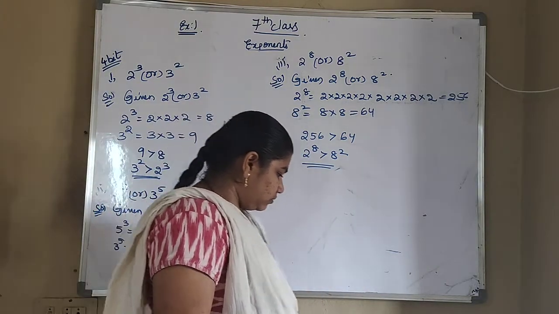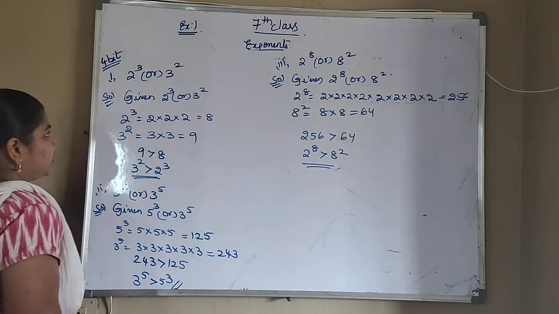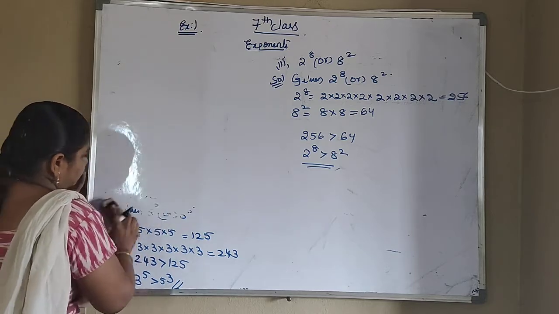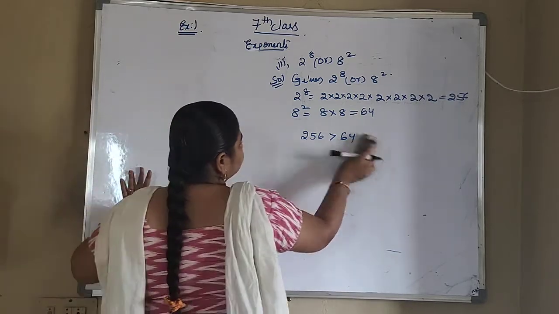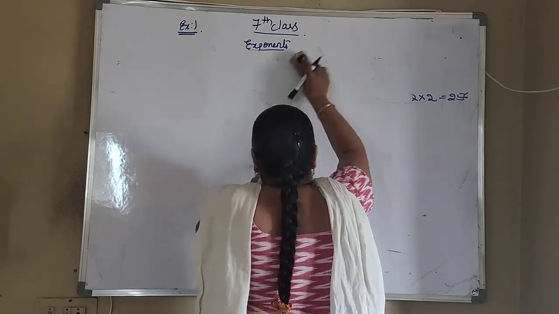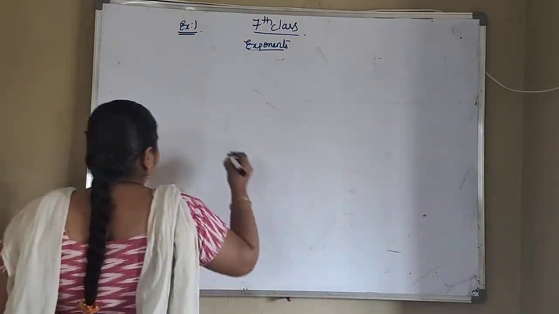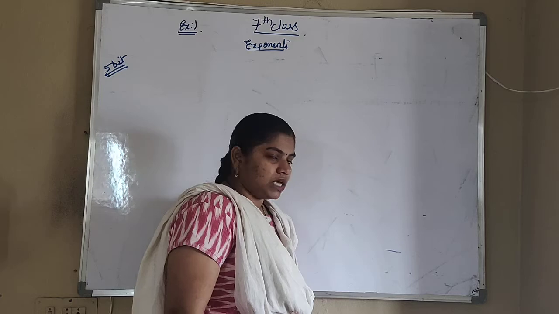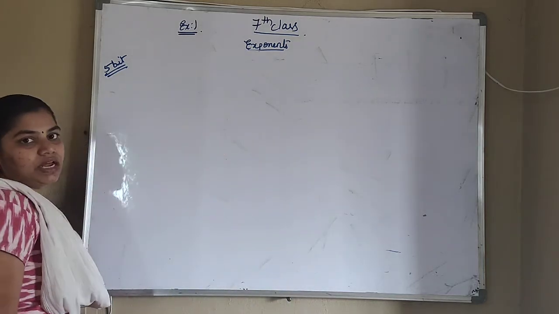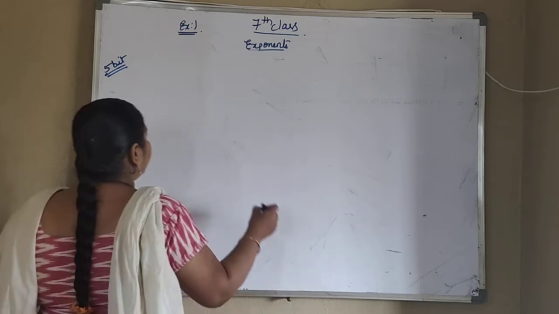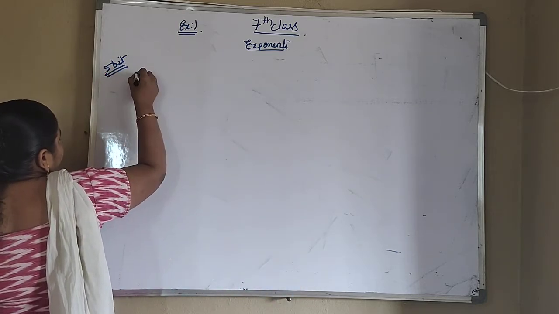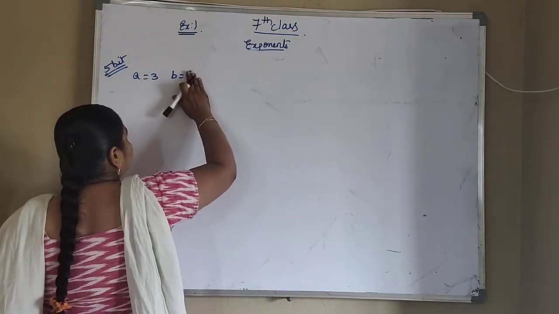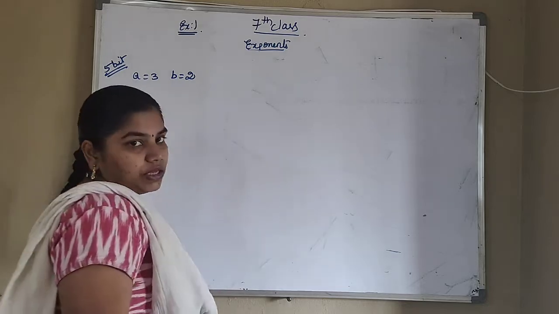Okay. So next is the last bit in this exercise. Next, fifth bit. So A value and B values they have given. So we have to substitute this A and B values in the given expressions. So here they have given A equals to 3 and B is equals to 2. So these two values we have to substitute in the given expressions.